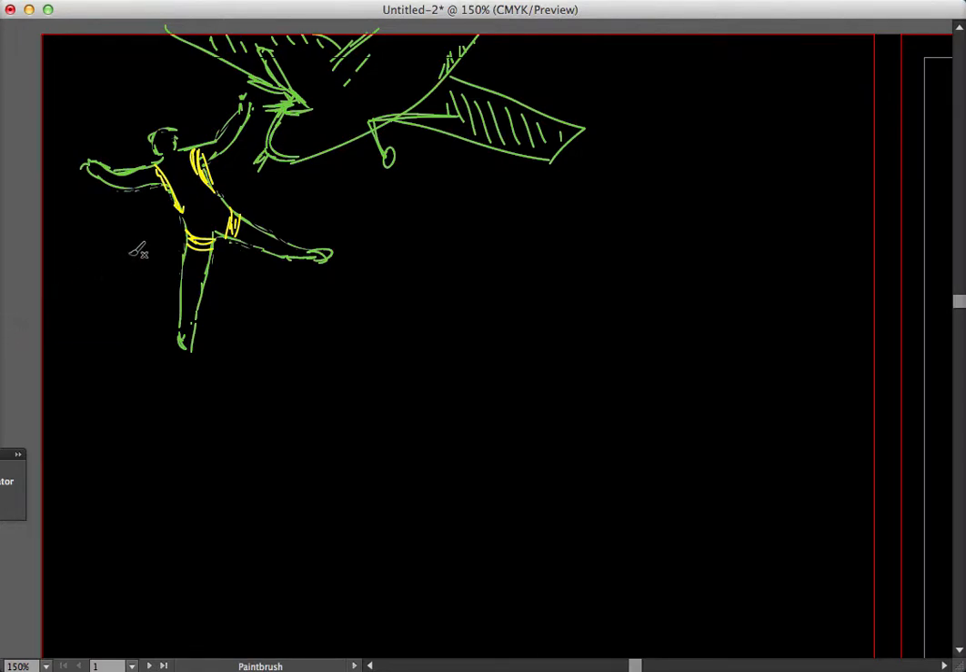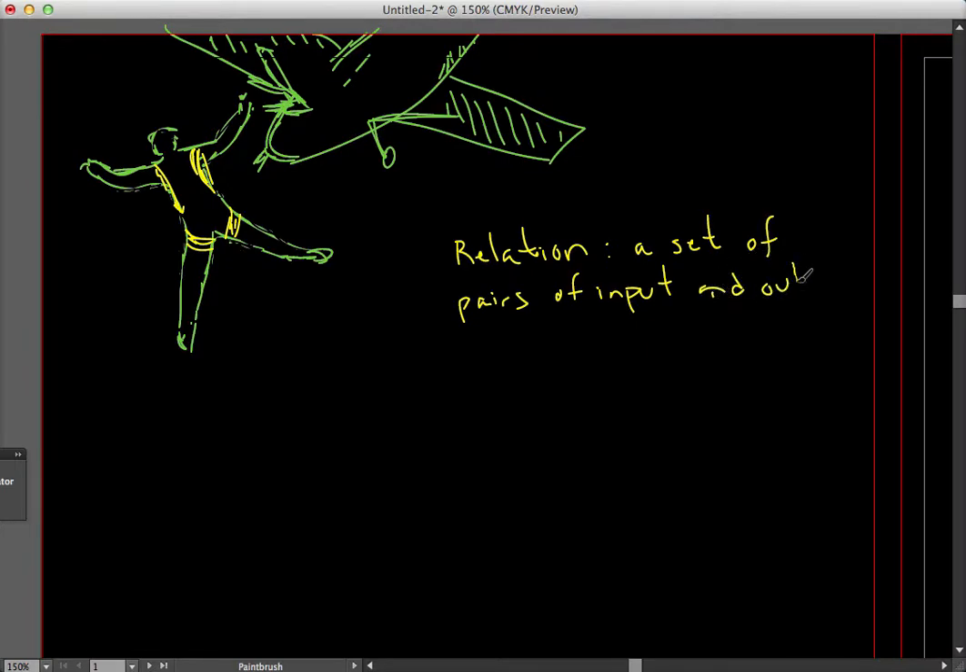Alright, so one of the things that we deal with in algebra is a relation. A relation. And a relation is a set of pairs of input and output values. So this is a set of pairs of input and output values.